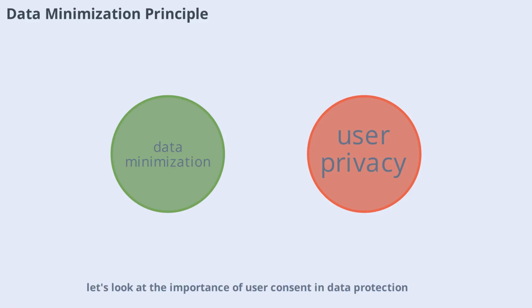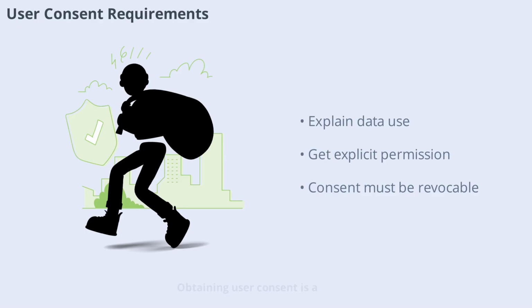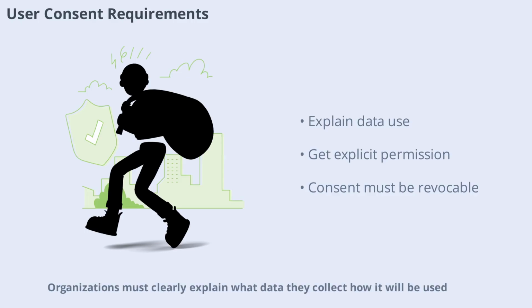Next, let's look at the importance of user consent in data protection. Obtaining user consent is a fundamental requirement in many cybersecurity regulations, especially those related to personal data. Organizations must clearly explain what data they collect, how it will be used, and obtain explicit permission from users. Consent must be freely given, specific, informed, and revocable at any time.